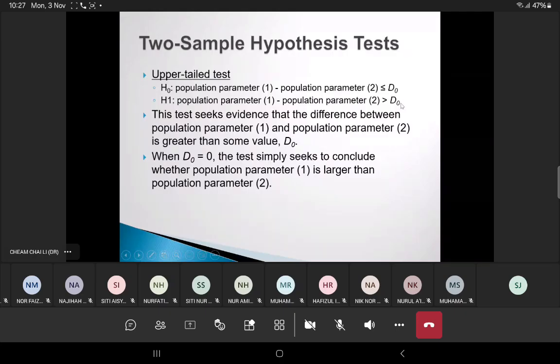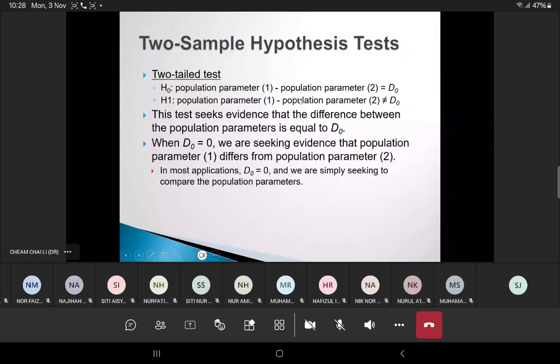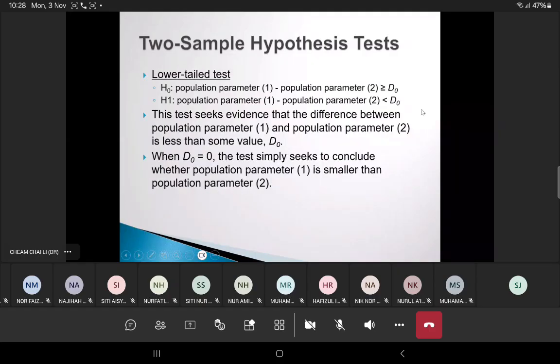Okay, and this is the third scenario that I drew earlier, when you have population parameter 1 minus population parameter 2 not equal to 0, right? What is 0? 0 is the difference between the population parameters. Then you also have the lower tail, where you have the tail to the left in the distribution, right? So your alternative hypothesis should be less than 0. So this is how you construct your hypothesis.